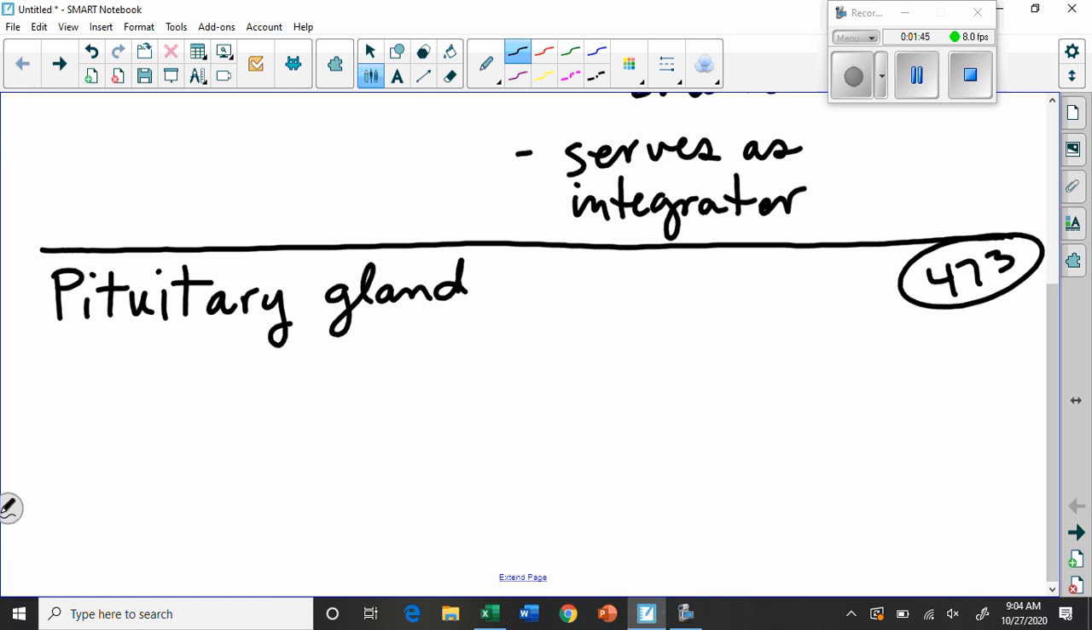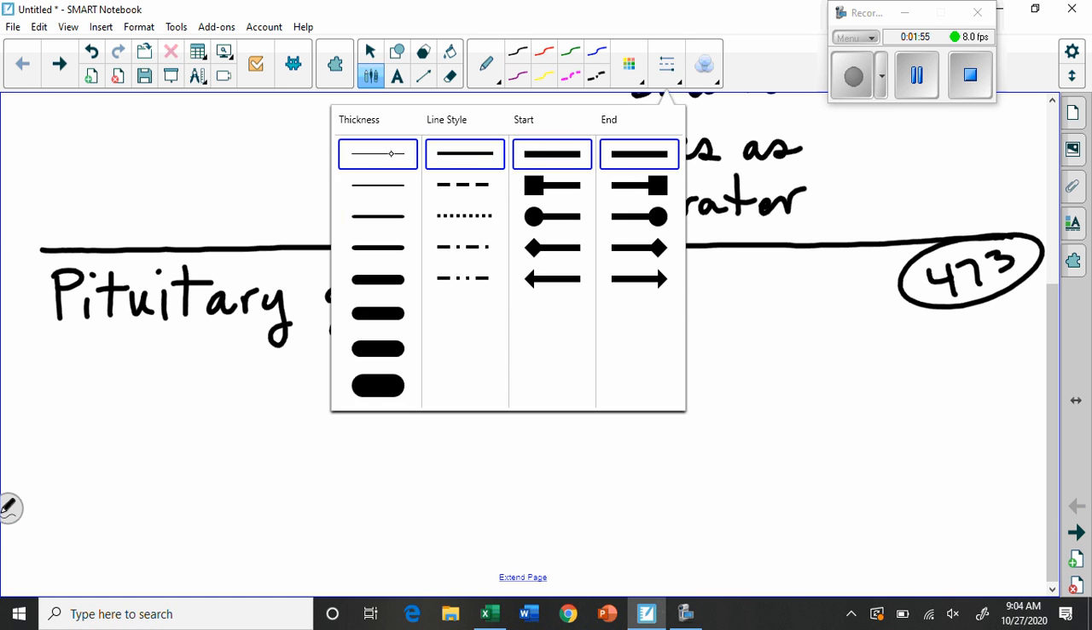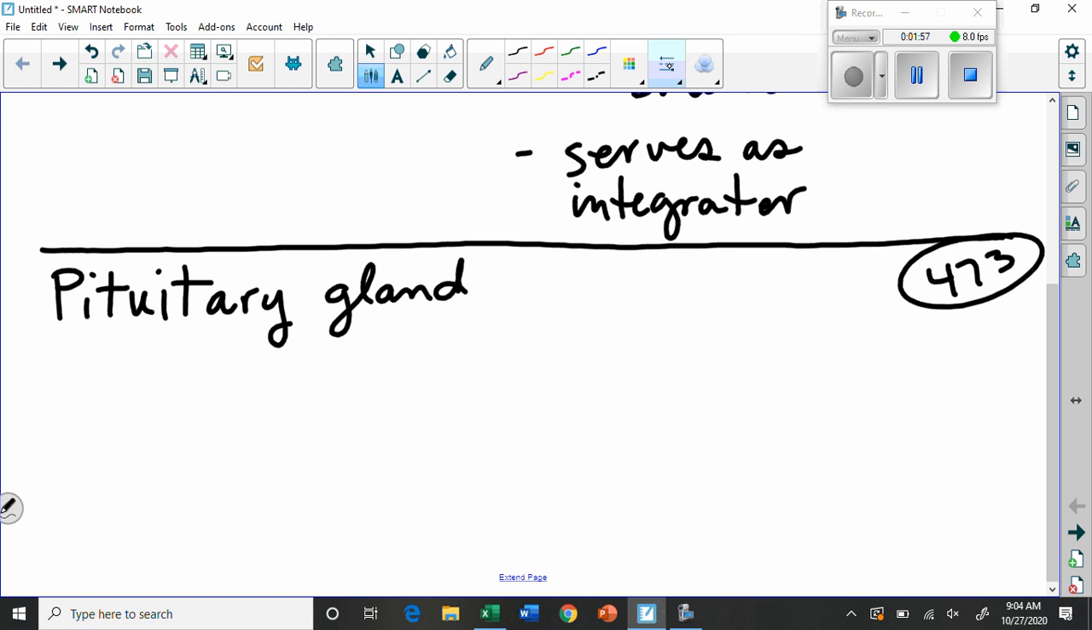All right, so what are some things that the pituitary gland does? Let's pick some various options here. The pituitary has probably about 8 or 9 important hormones that it secretes. We'll look at some of them. Let's see, oxytocin. Does anybody know what oxytocin does?